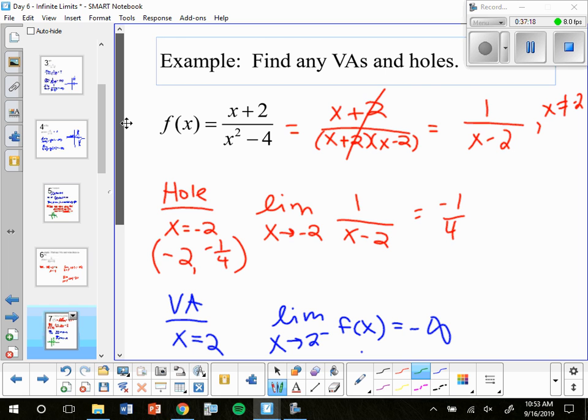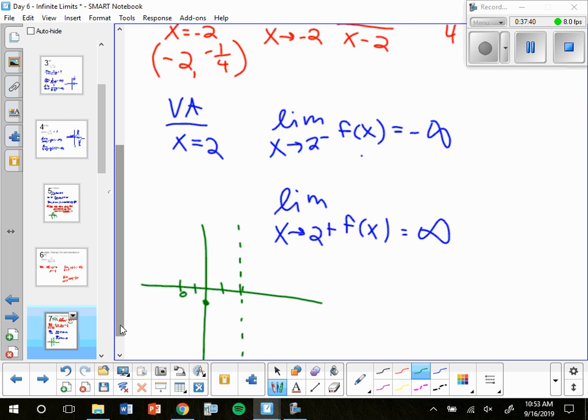Do I have any x intercepts? So I'm going to look at my simplified function. Is that ever going to equal 0? The top? No. Does the top equal 0 over here? Yeah, but that's where my hole is. And so it's not even a hole on the x-axis. That indeterminate form makes it difficult to see where that is. So I don't have any x-intercepts.